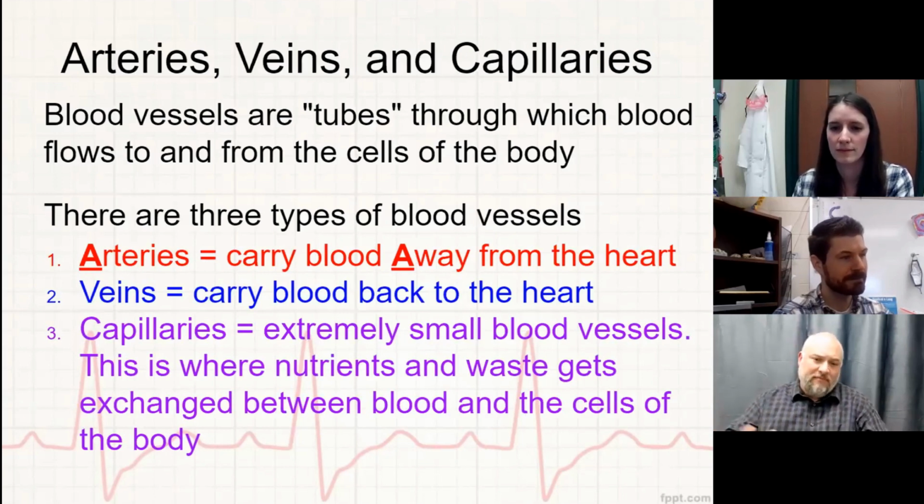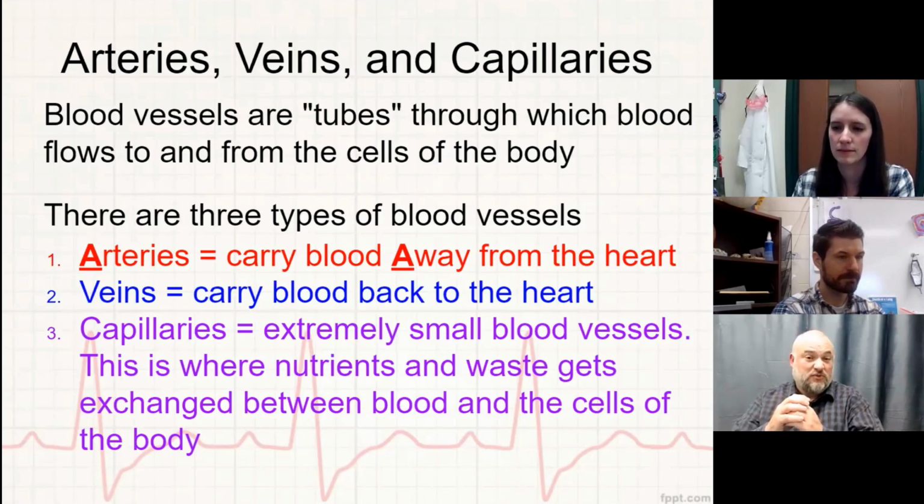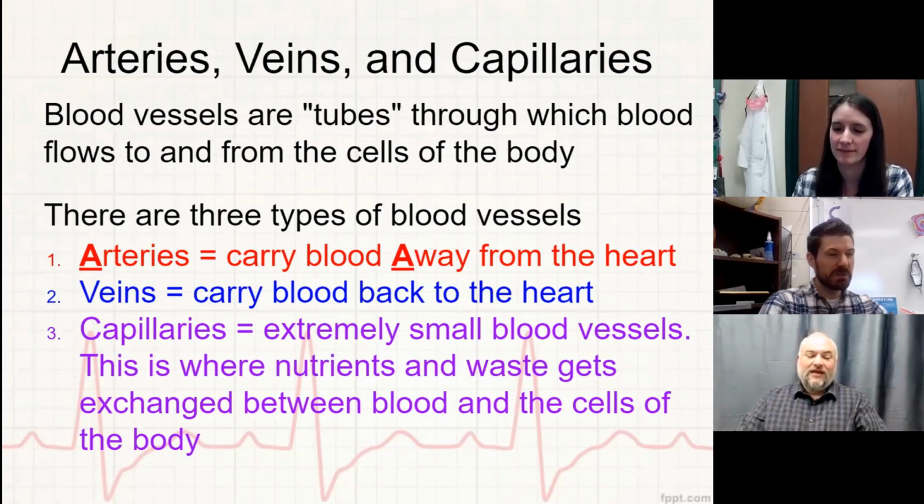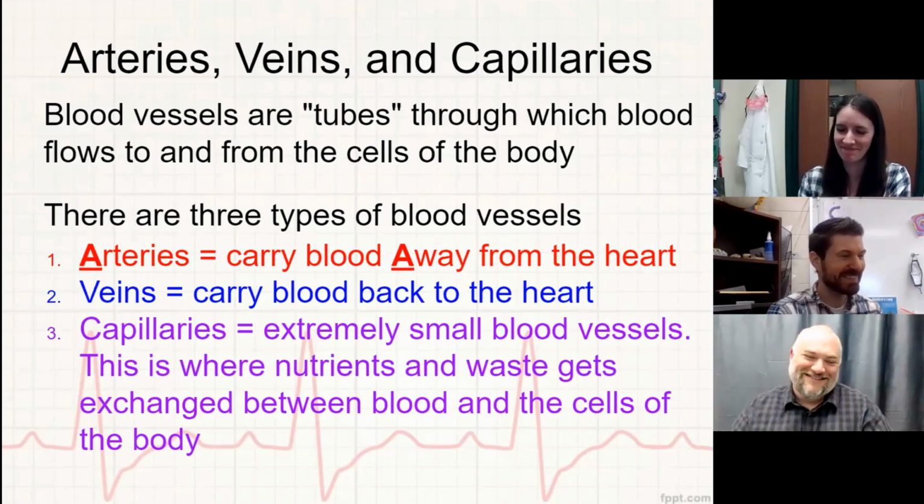We have 3 main categories: arteries, veins, and capillaries. And these vessels are just tubes through which blood flows to and from the cells of the body. Keeps the blood in these things where it's supposed to go. Otherwise, you'd just be a bag of blood. It could be kind of gross, and it wouldn't circulate efficiently either. It's like a sponge saturated ultra.